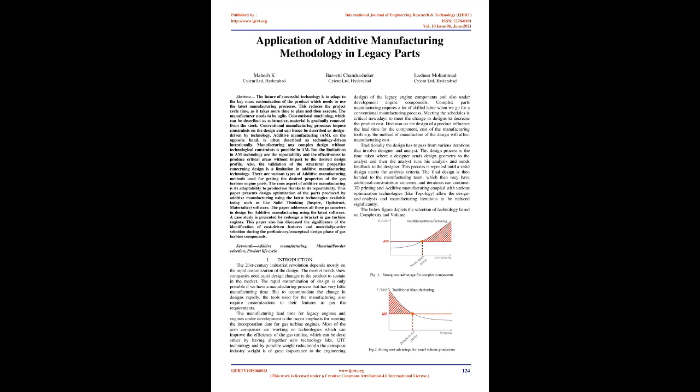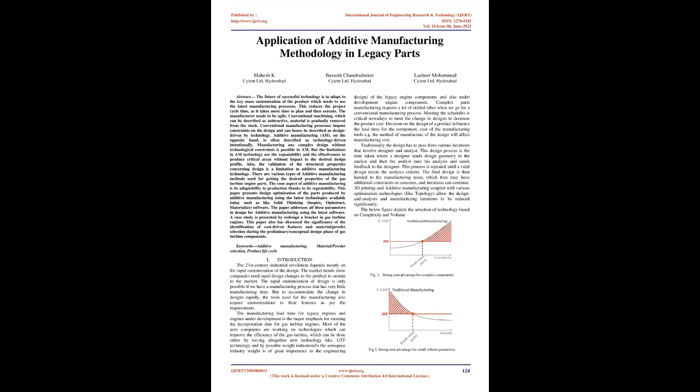This paper presents design optimization of the parts produced by additive manufacturing using the latest technologies available today, like SolidThinking Inspire, OptiStruct, and Materialise software. The paper addresses all these parameters in design for additive manufacturing using the latest software. A case study is presented by redesigning a bracket in gas turbine engines.